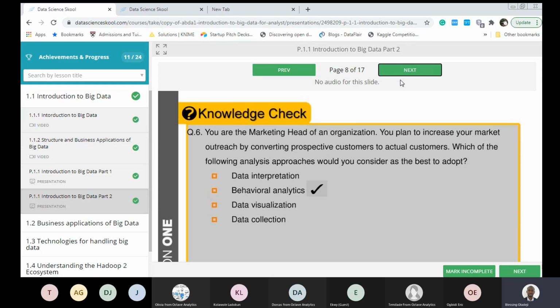There could be many ways of approaching this problem. You want to convert a prospective customer to an actual customer. Of course, it might require some form of data interpretation. It might require building some visualization to visualize customer behavior. It might require data collection, but most importantly, in order to convert a prospective customer to an actual customer, you need to know the behavior of that customer. So behavioral analytics is the best approach to adopt for this conversion.